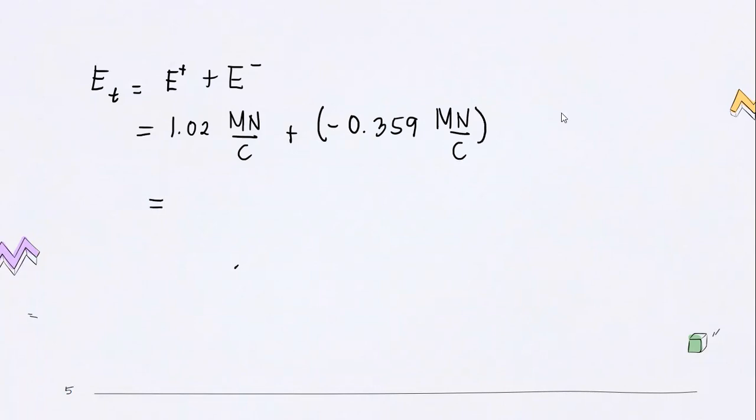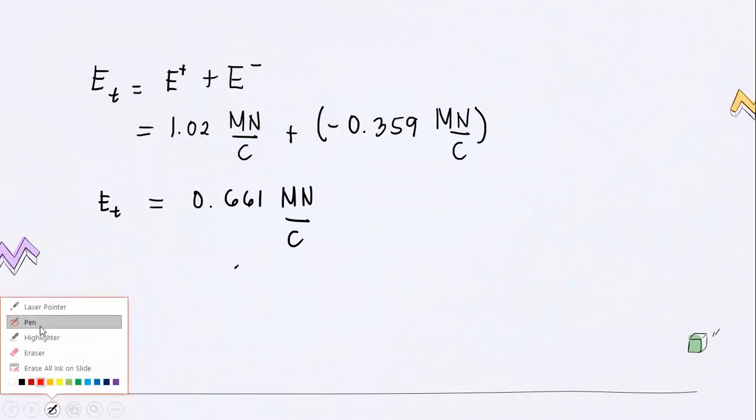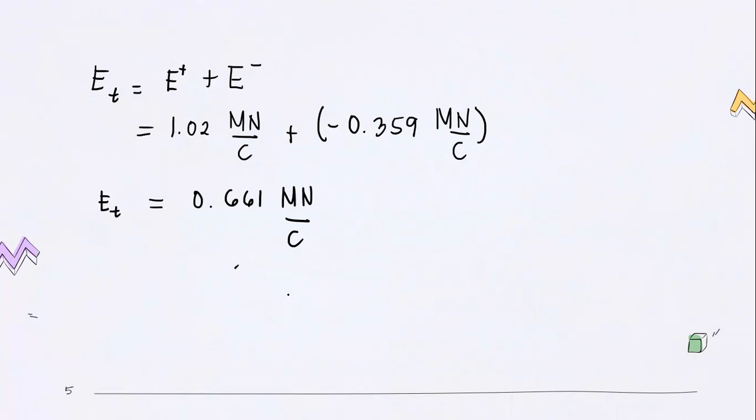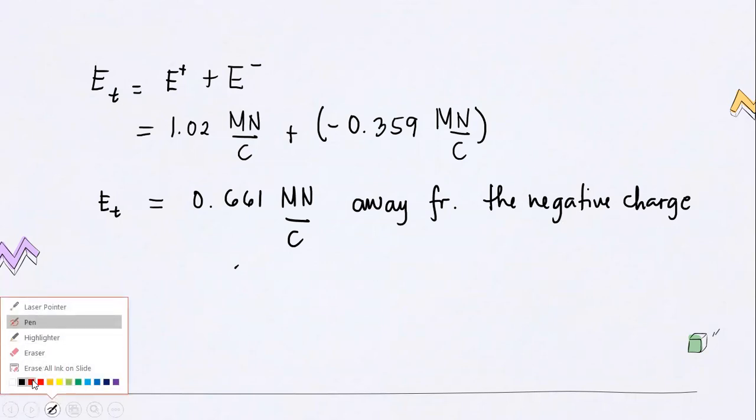Equal now to, okay, E total is equal to 0.661 meganewton per coulomb. This one is the final answer. Okay, and the direction is, since positive, this one is away from the negative charge. Because positive, therefore, repel away from the negative charge. This one is the final answer.